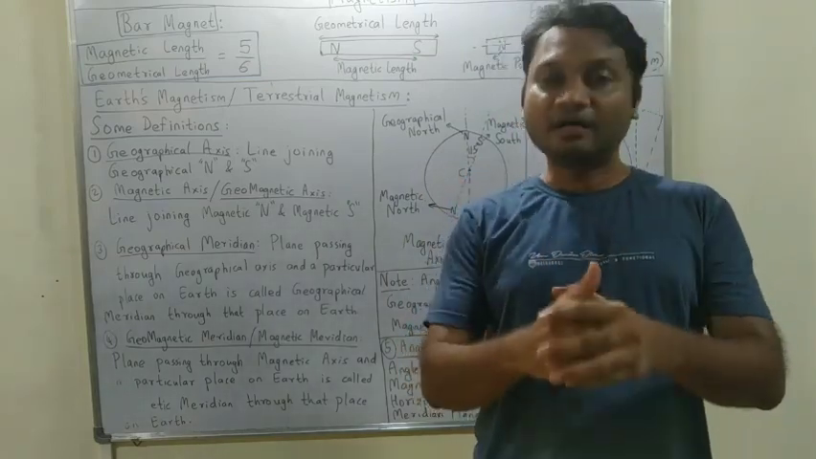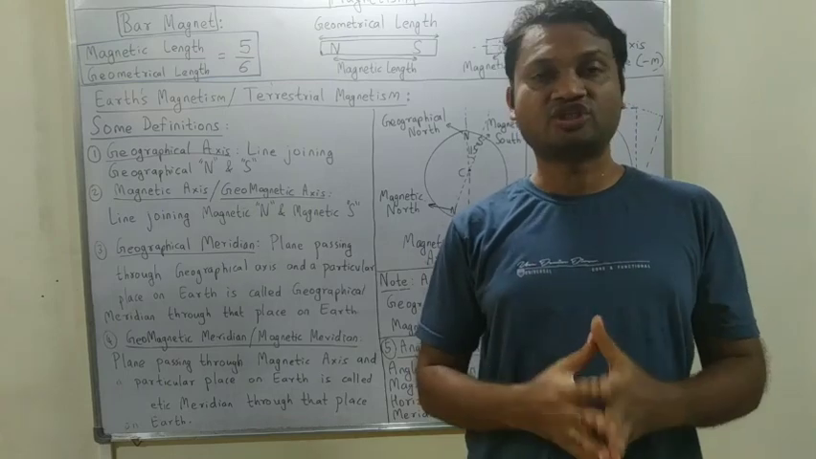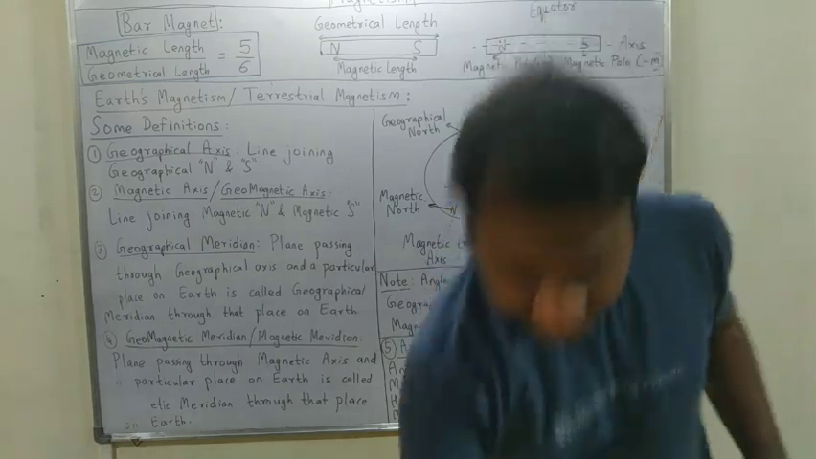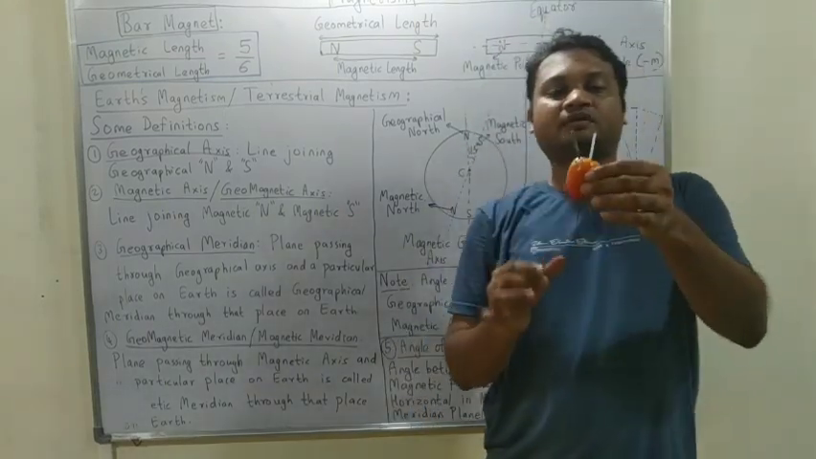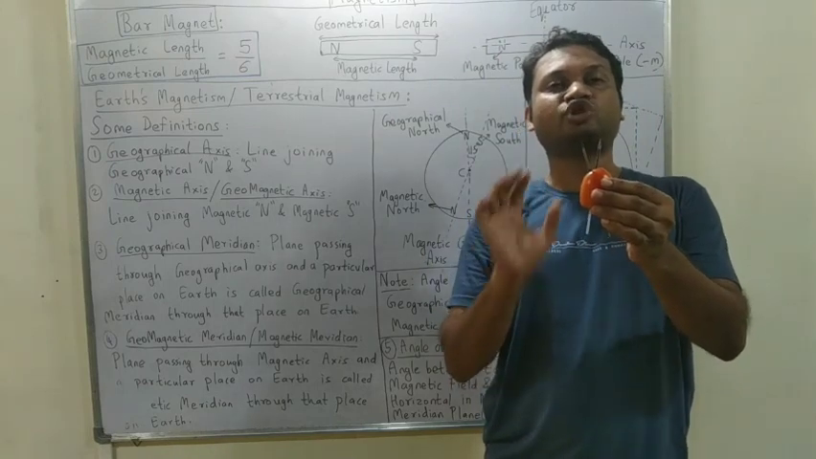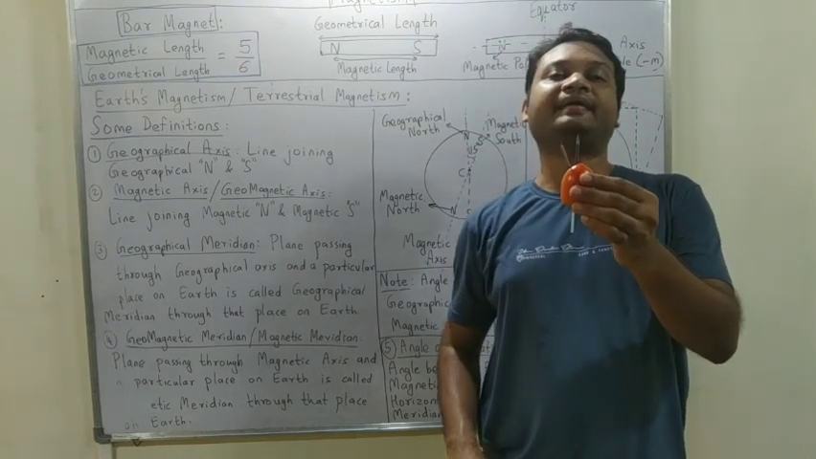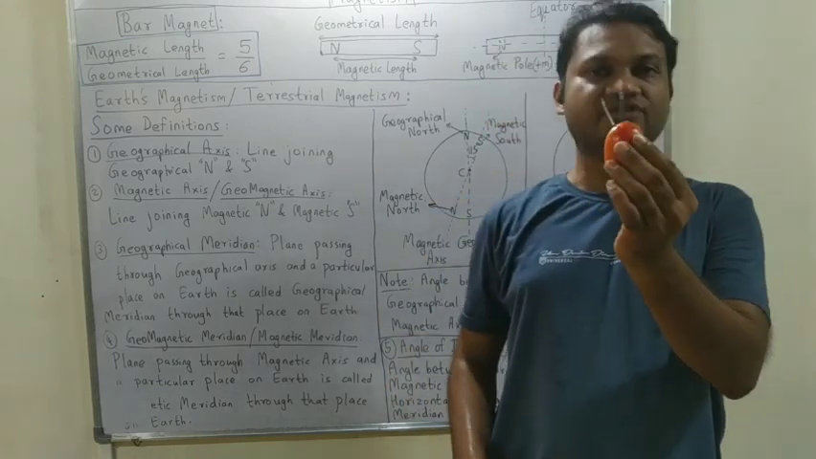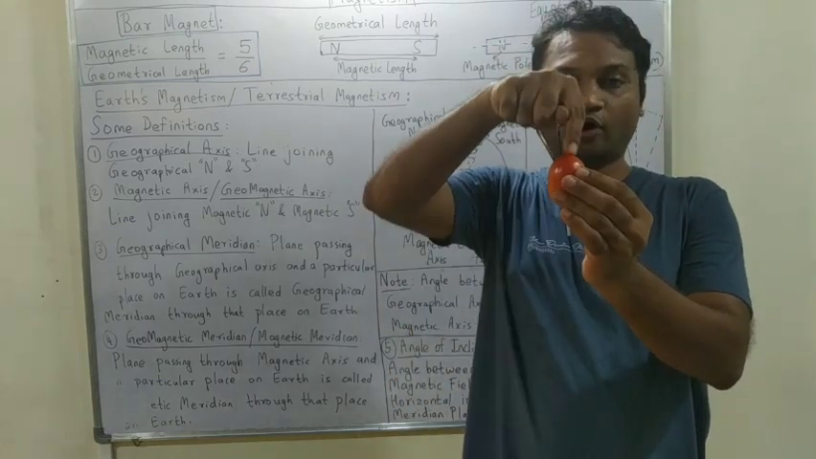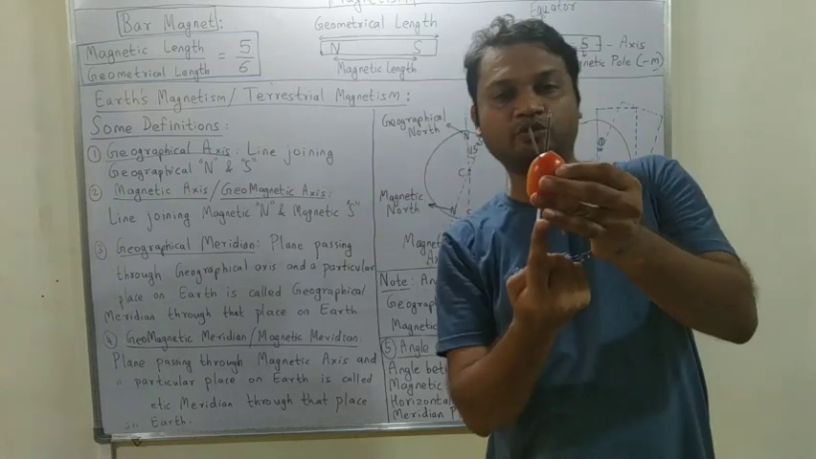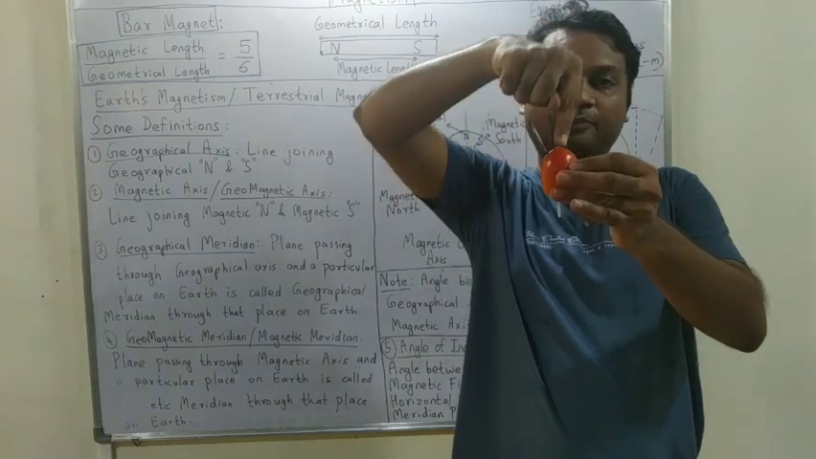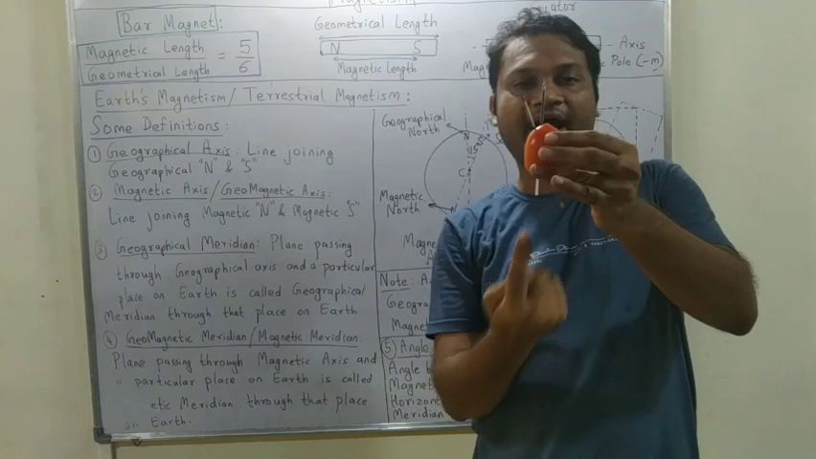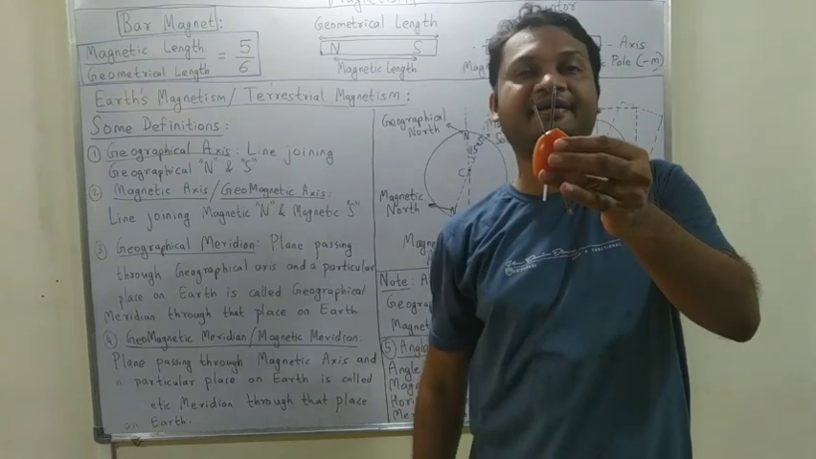Coming to the Earth's magnetism, the terrestrial magnetism. We had seen this in our previous video. We have a geographical axis and a magnetic axis for Earth. So suppose this tomato is the Earth. This is the North Pole of the Earth and the South Pole of the Earth. At the North Pole we have the Arctic region, at the South Pole we have the Antarctic region.